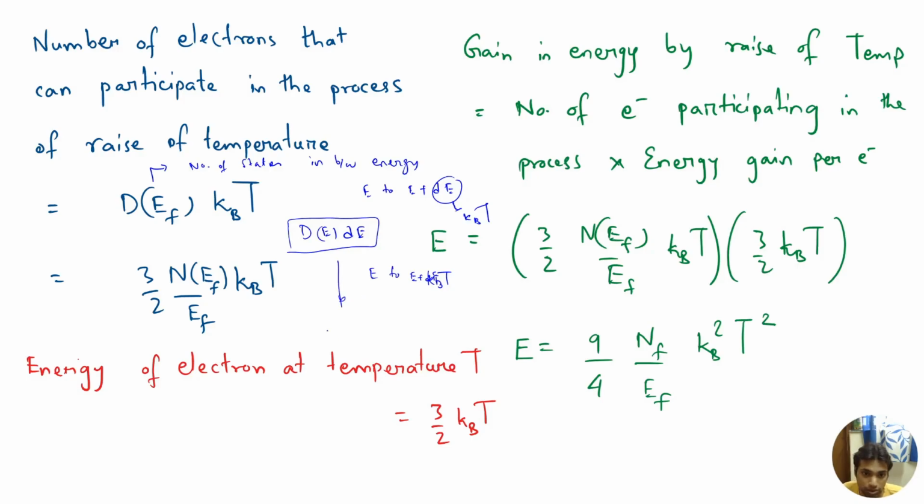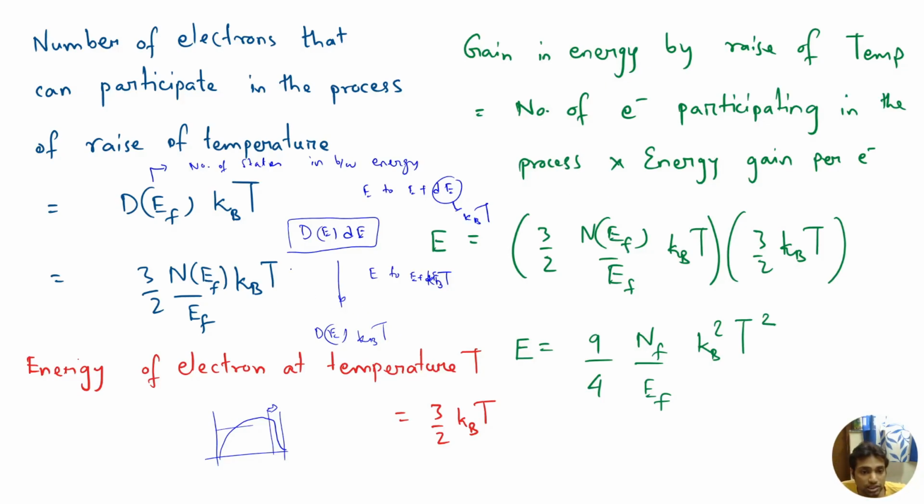Okay, now if you do d of E times kBT, this is the number of states in this small interval. And dE we had seen that it is 3 by 2 n of EF by EF. And what is n of EF? This n of EF is the total number of states which is occupied up to energy EF. So up to energy EF, all the states that are occupied, that is covered here.